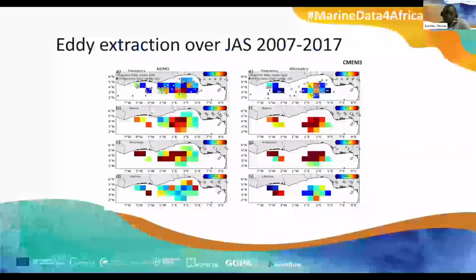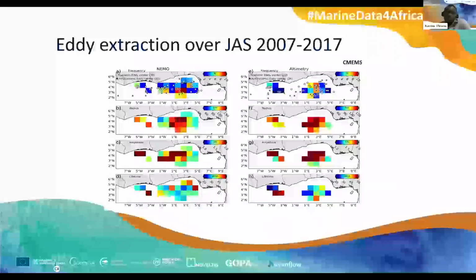When we compare them, we find a very good consistency between the two products, NEMO and altimetry. And for the associated radius of all these eddies, we have very nicely comparable values. And for amplitude also, it's very similar compared to the altimeter.